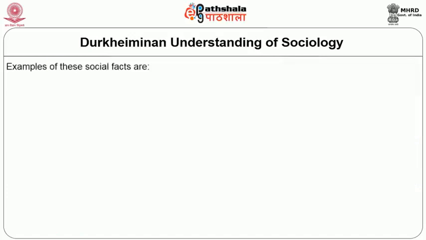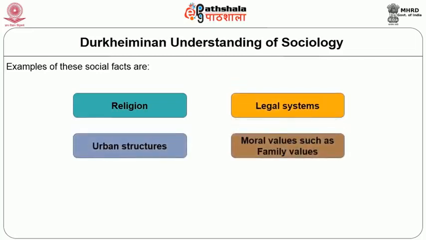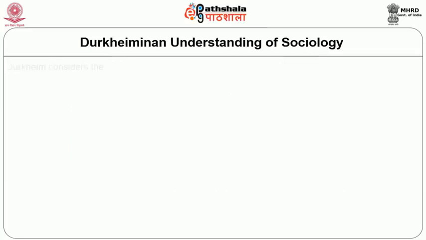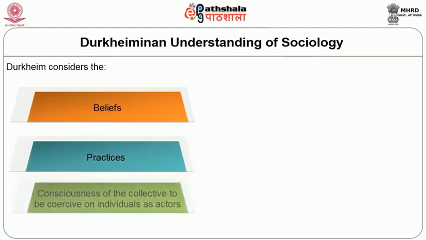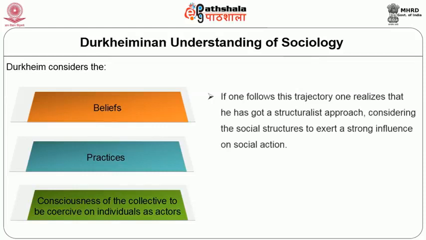Examples of these social facts are religion, urban structures, legal systems, and moral values such as family values. Durkheim argues that these are features of collective existence which are not reducible to features of atoms or individuals that make it up. From this perspective, Durkheim considers the beliefs, practices, and consciousness of the collective to be coercive on individuals as actors. If one follows this trajectory, one realizes that he has a structuralist approach, considering the social structures to exert a strong influence on social action.